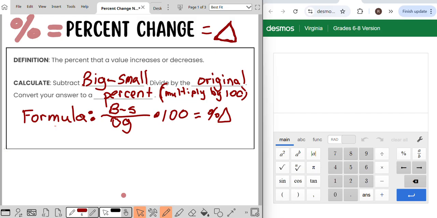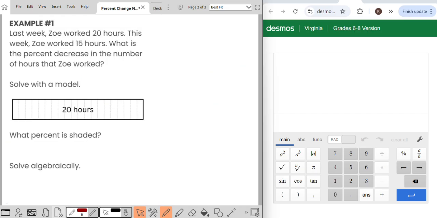All right, so let's look at that one more time. We're going to take big minus small. We're going to divide that whole difference by the original number, whatever came first in time, then multiply it by 100 to make it a percent. And that will give you your percent change. Okay? I think this will make a little bit more sense once we look at an example. So let's try that. Example number 1.